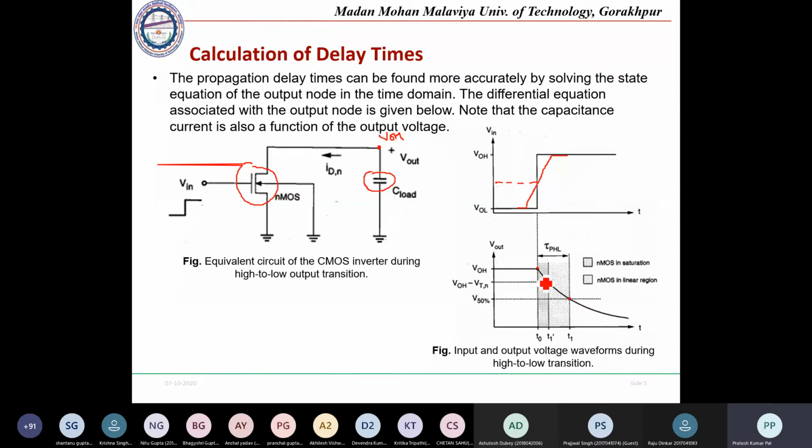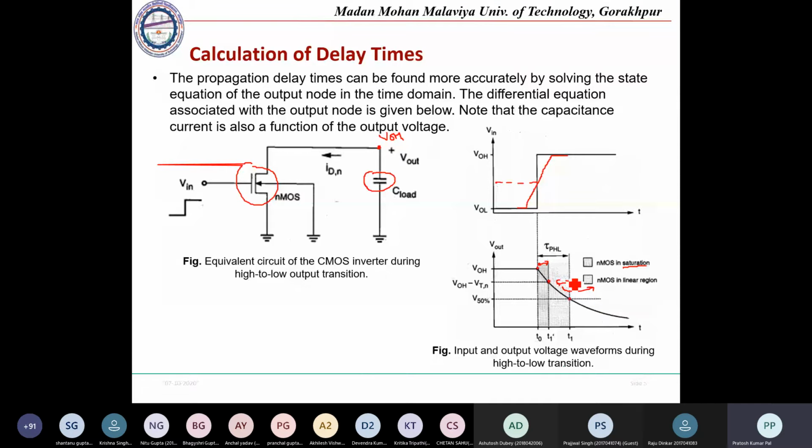In that case, we will be breaking it into two parts. In between switching from VOH to V 50%, the NMOS transistor initially will be operating in saturation region. Up to this region, it will be operating in saturation region. After that, this will be considered the point at which it is switching from saturation to linear mode. So this will be the region in which it will be operating in linear mode.